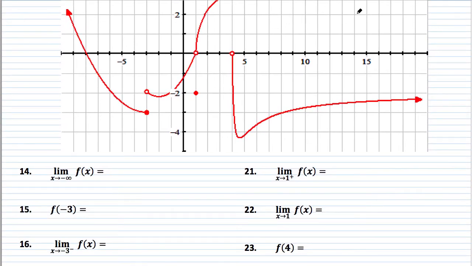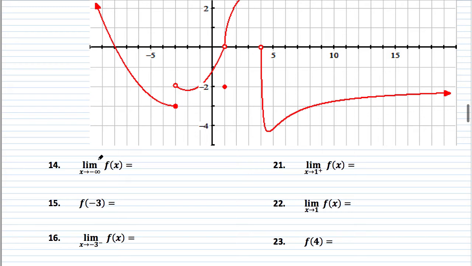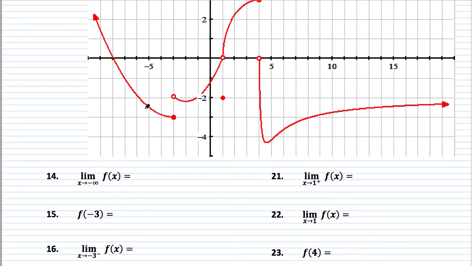So I'll refer to all of these. So we have the limit as x approaches negative infinity of our function. So what happens as x approaches negative infinity? Well, it looks like our function just goes up and up and up forever. So the limit here is positive infinity.